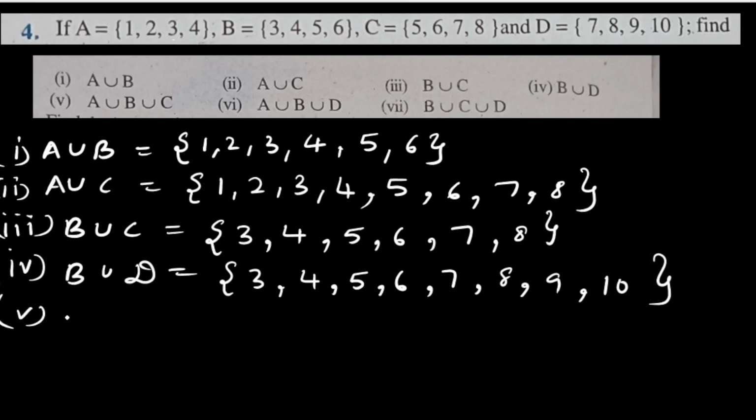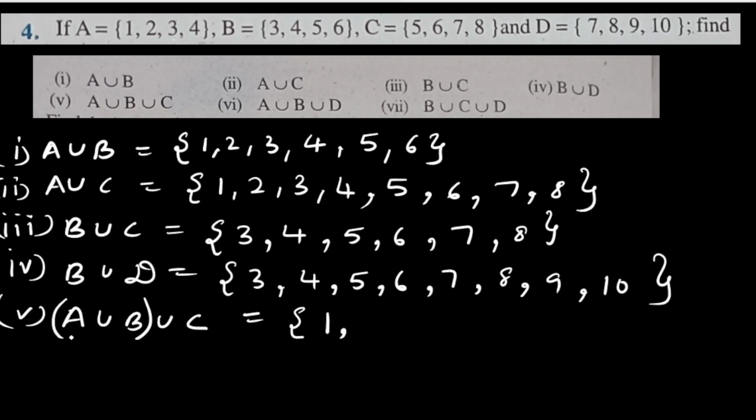The fifth part is A union B union C. So now we have to write the union of three sets. This is also very interesting. So first of all, let's write all the elements of A. Or better, first of all we'll do A union B. Whatever answer we get, its union we will do with C. So I am writing A union B first. I'll just write A union B in brackets so that it will be easy for you.